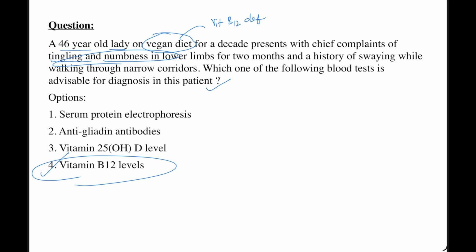So here the condition that you see is dorsal column lesions. There is an explanation: swaying while walking through the narrow corridor. So that is ataxia, which is a manifestation that is seen. And tingling and numbness, that means peripheral neuropathy. They're all manifestations of vitamin B12 deficiency, which are commonly seen in vegan diet. So we don't have to discuss much. It's clear and simple.